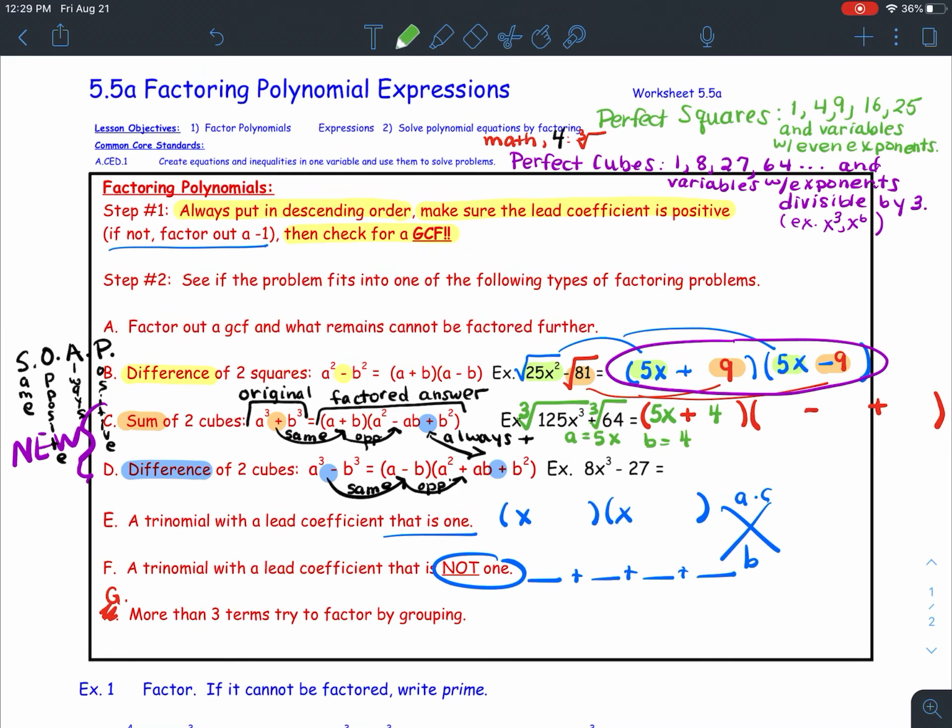Now be careful with this. If I take 5x and I square it, I'm going to do this up here off to the side, a mistake that a lot of people make is they write down 5x squared. But think about what that means.